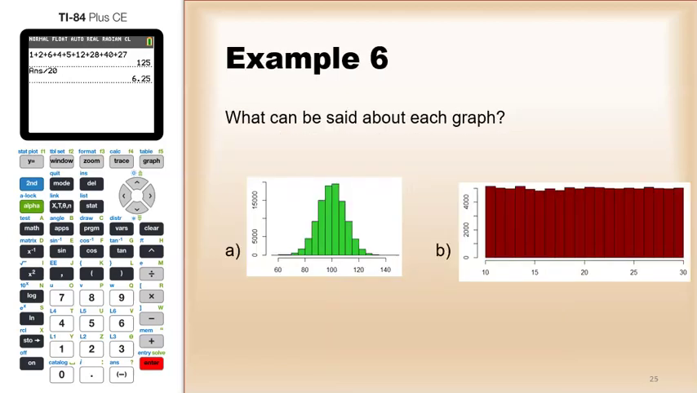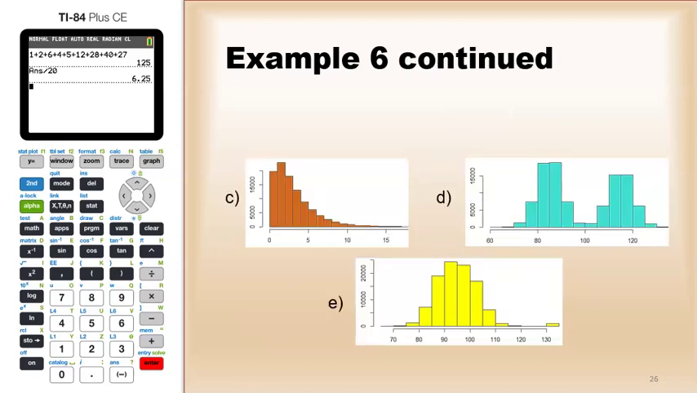Alright, so let's look at a couple of these. What can be said about each graph? Well, part A looks symmetric, unimodal. This is the ideal type of graph for us. Part B, all the bars are more or less the same. There are some slight differences, but that looks to be just random chance. So this is uniform. For this third graph, definitely the left side is much shorter than the right side, and I'm judging from the height of the tallest bar. So we call that skewed right.